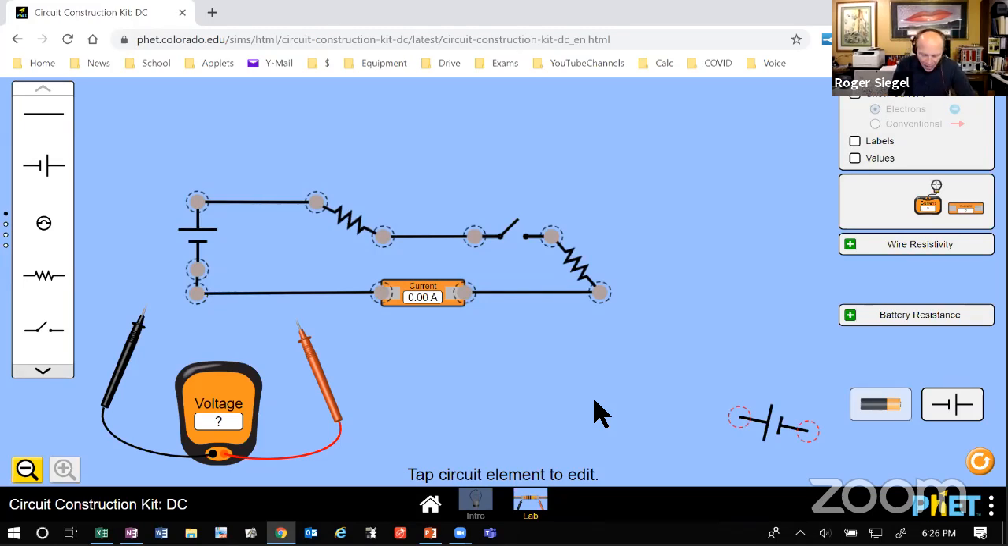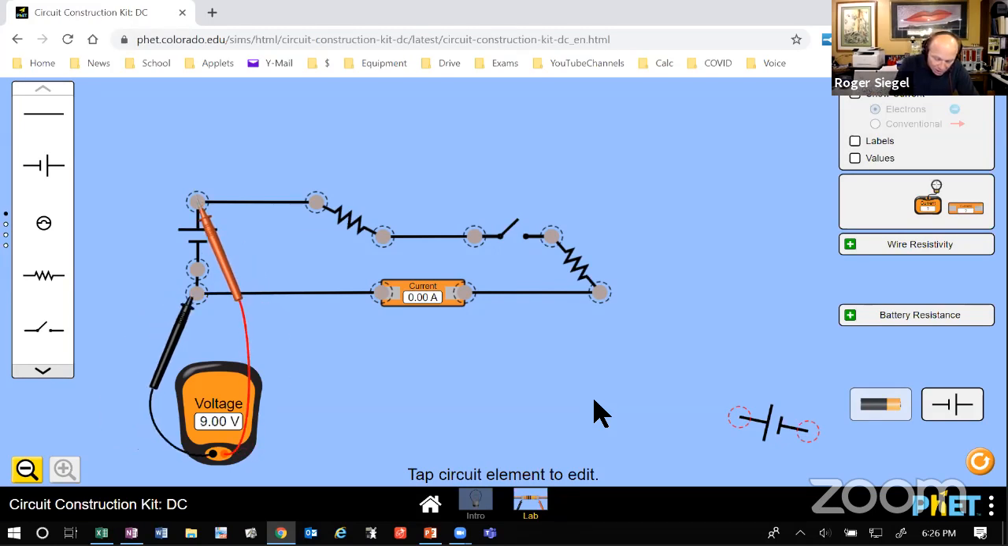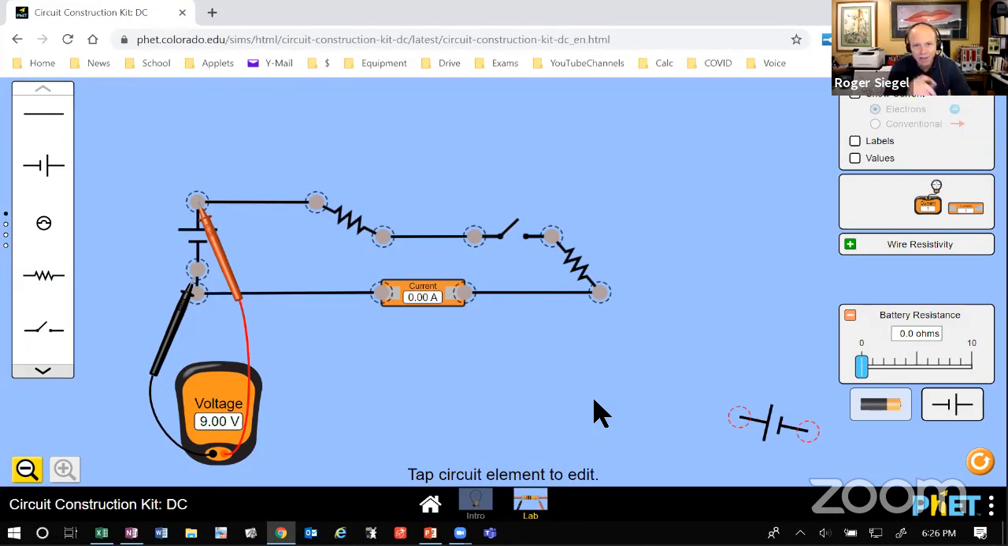Let's measure the voltage gain across this battery. I want you to notice that I can control the resistance in the battery. Now, yesterday we said that an ideal battery has no internal resistance. All right. Well, let's look at this battery. I'm going to make it ideal. I'm going to make its internal resistance 0. And so now there's no current. I'm going to say show current.